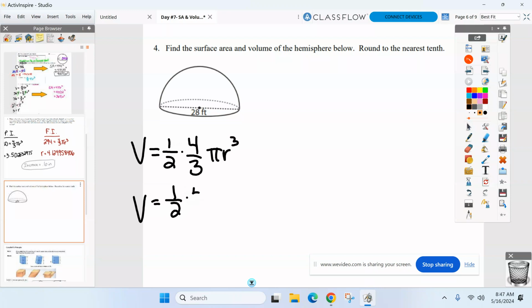So 1/2 times 4/3. Make sure we're using 14 for the radius cubed. Make sure it's cubed, not squared. It's on the formula sheet.